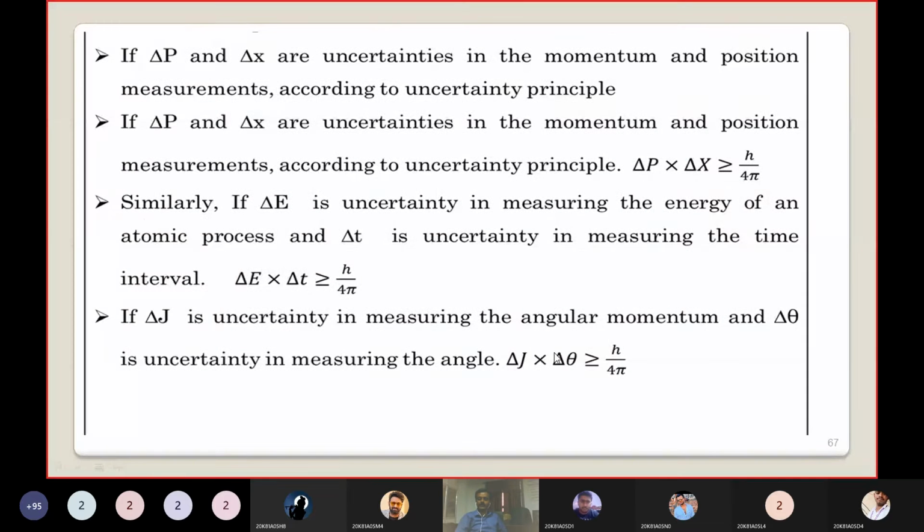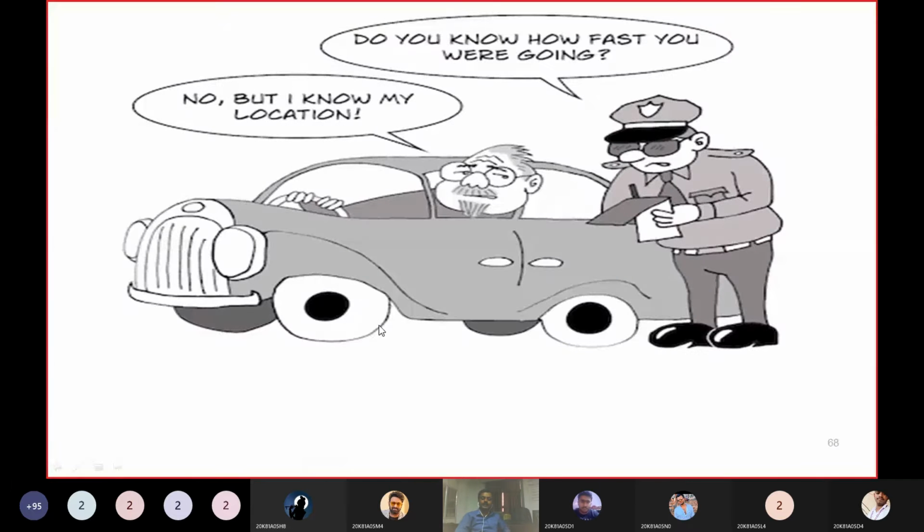So this is about the uncertainty principle. There is one meme here. In it, he is asking, do you know how fast you are going? He says no, but I know my location. So this is one meme on the uncertainty principle.